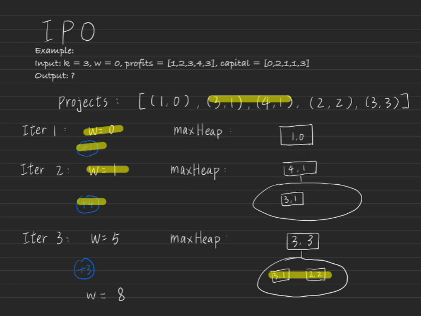So we add them to the heap, and again, only pop from the top of the heap, which is the maximum element, and that gives us an extra profit of 3. So the final capital is 1 plus 4 plus 3, which is equal to 8.